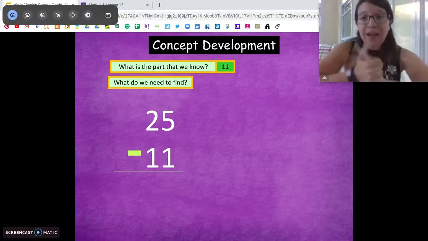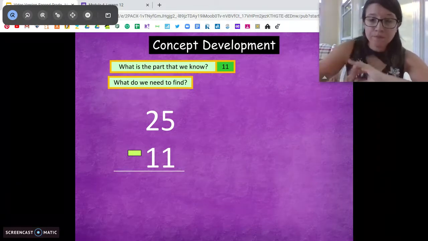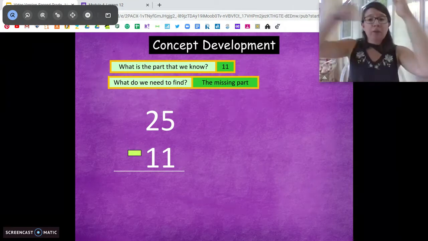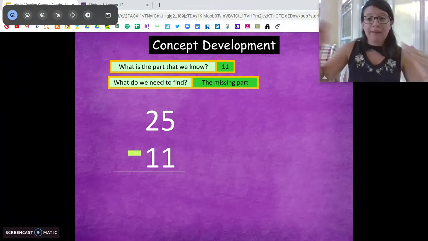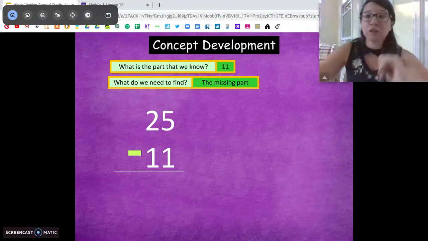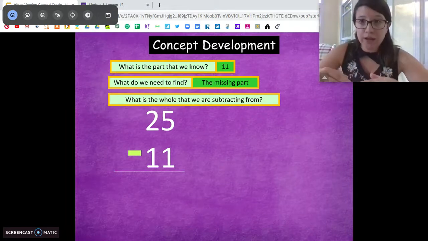What do we need to find? The missing part, exactly. If we think about this as a number bond, we have 25 at the top, 11, and a question mark because we don't know that other missing part that's going to get us to 25. Okay, what's the whole that we're subtracting from?